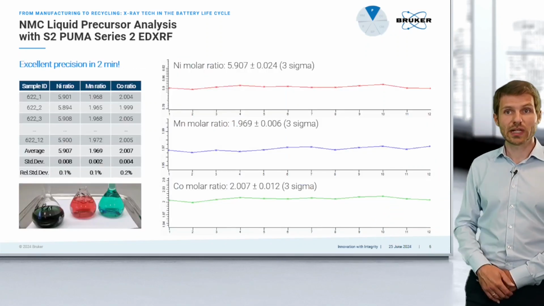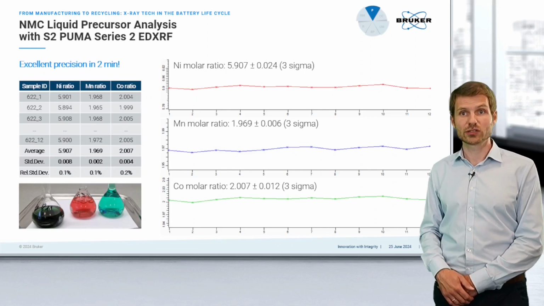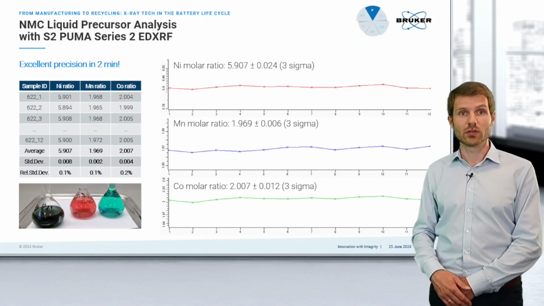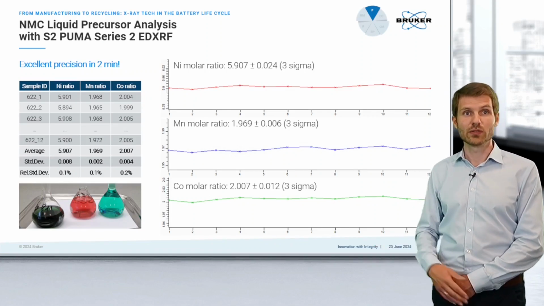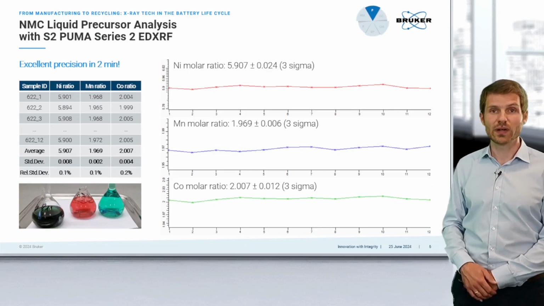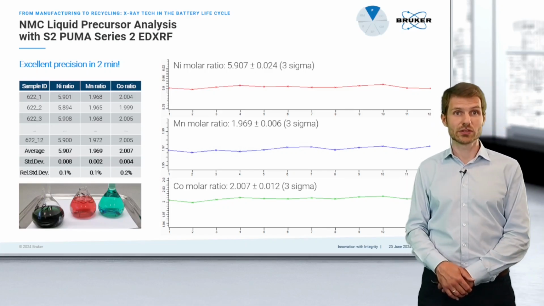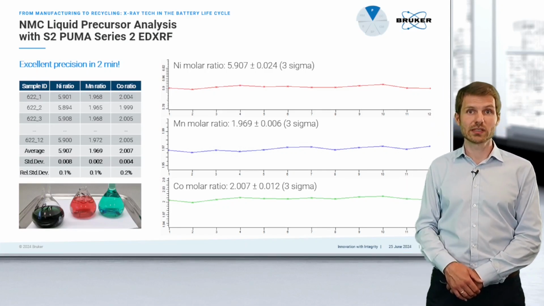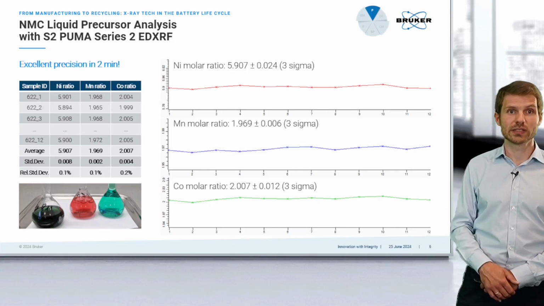Here we can see the results of a repeatability test, really extraordinarily stable for a long time of measurements for nickel, manganese, cobalt, far below 1% relative uncertainty here with 1 sigma, and even the 3 sigma is really impressive.